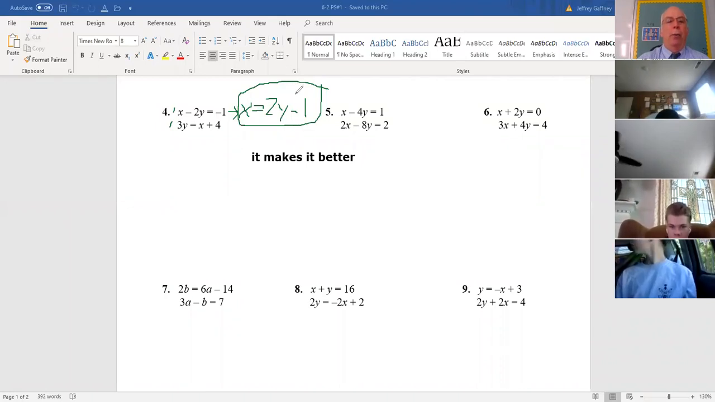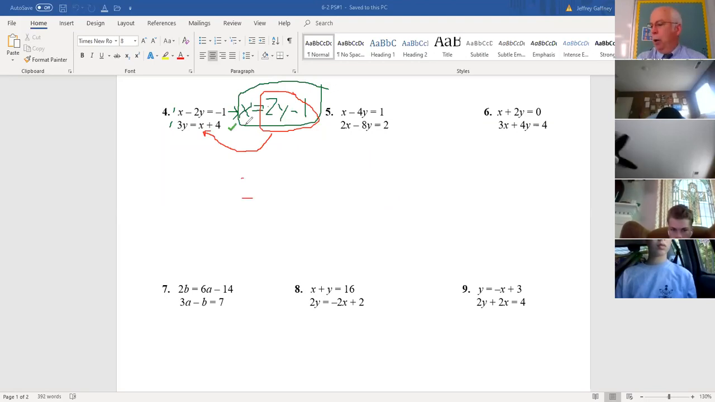Okay, so here we go. So now I've got x equals something. So I can now substitute 2y minus 1, because we say x equals 2y minus 1, and put it right in there. Okay, so I'm going to let you take over from there and solve for x and y. You're actually going to be solving for y first, because we've eliminated the x's. All right.